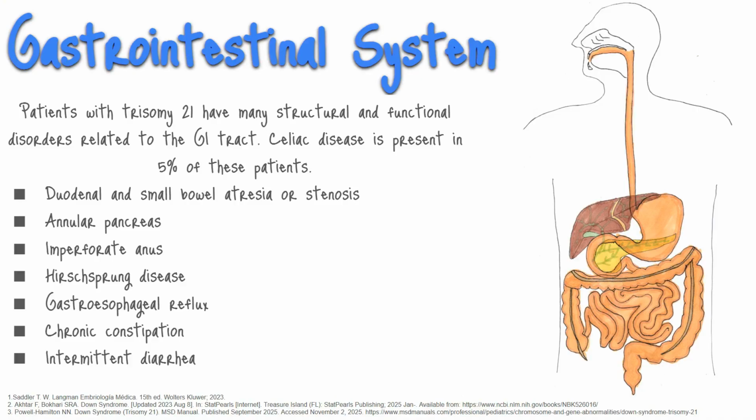Hirschsprung disease. A birth defect where nerve cells are missing from parts of the intestine, preventing it from relaxing and pushing stool through, which causes a blockage. Gastroesophageal reflux. Here, look at my cursor again. This is the cardiac of the stomach. It's supposed to be closed when food is not being digested. However, if it lets stomach content through to the esophagus, it causes gastroesophageal reflux. You can also have chronic constipation and intermittent diarrhea.